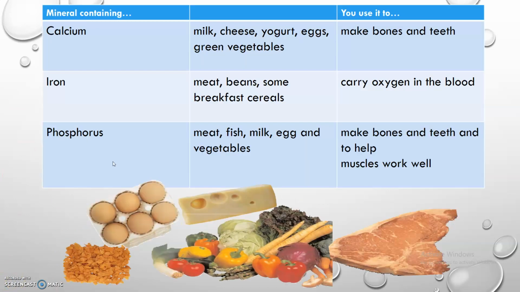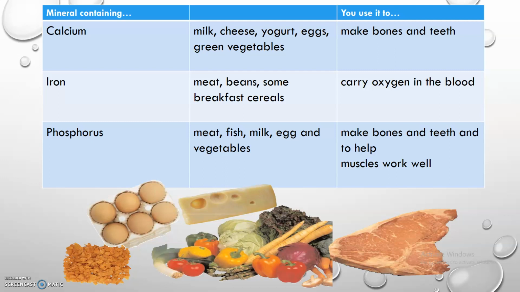Here are the pictures of some food which you may like or which you may not like. Anyway, after reading this, you should like those foods. Okay, it is very essential for you to be healthy, to build a good immune system and to stay healthy, especially during this pandemic period. Anyways, mineral containing calcium. So calcium is there. So it is contained in which all fruits and foods? I will read it out: milk, cheese, yogurt, eggs, green vegetables. So you use it to make bones and teeth. Okay, so calcium is very important for making bones and teeth. So it is found in foods like milk, cheese, yogurt, eggs, green vegetables.